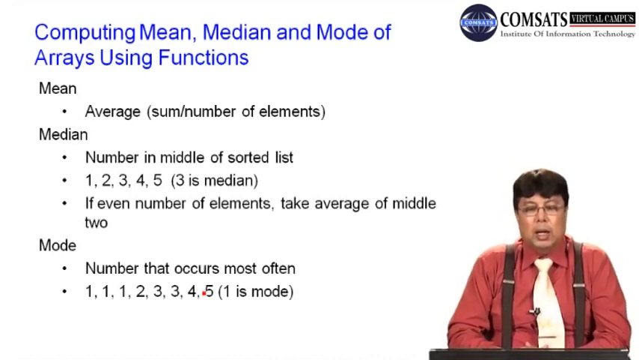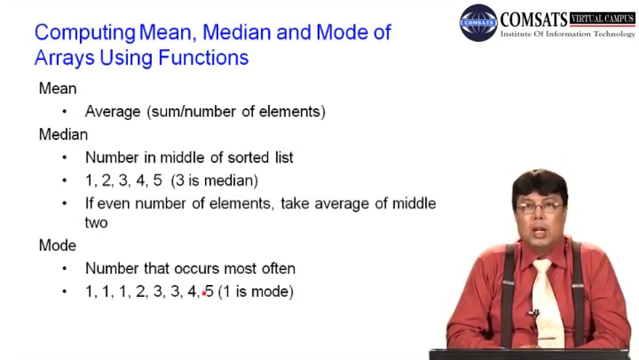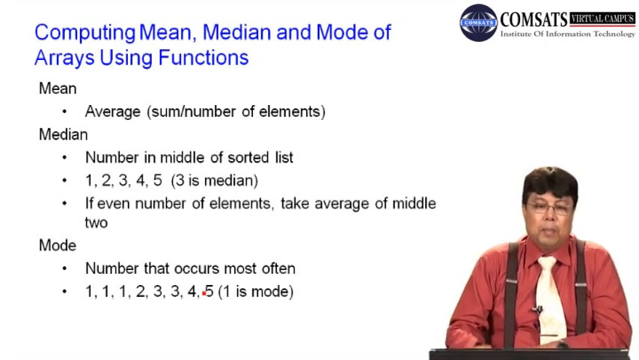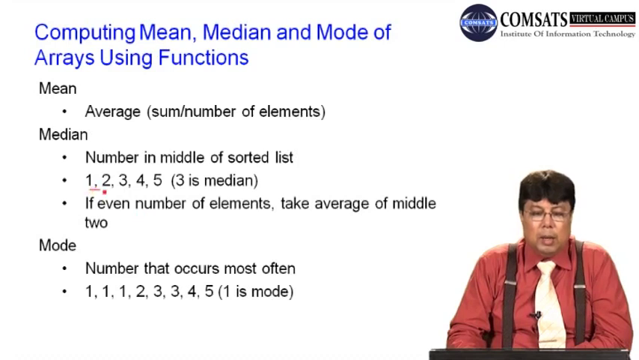What is median? It is the number in the middle of a sorted list. Suppose 1, 2, 3, 4, 5 is a sorted list. So what is the median? The middle element contains the data equal to 3. But for this it is necessary that our array should be sorted. If it is sorted, then the middle element is the median.